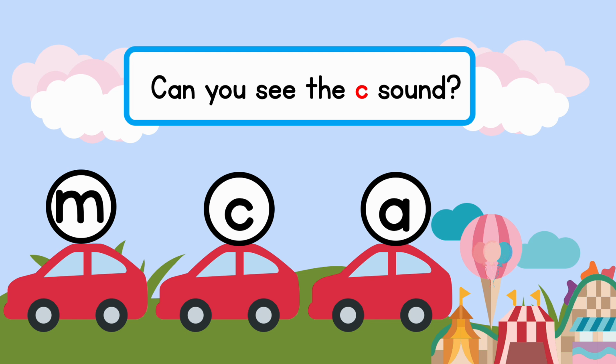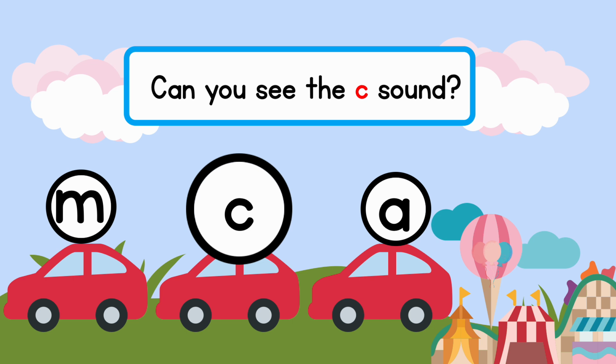Now we have lowercase letters and we're going to look for the k sound. So that is the letter C, which makes the k, k sound. Are you ready? Let's say the sound. M, k, a. Can you point to the k sound? Super job, well done. Great work.